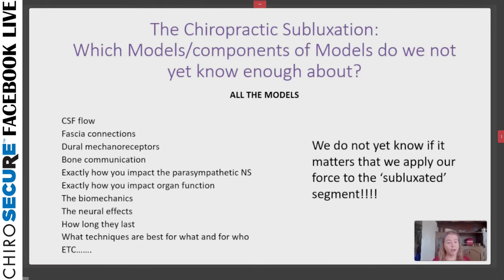Another thing, and this is really key, we don't yet know if it matters whether you actually apply your thrust to that subluxated segment, or can we just randomly manipulate the spine? Should we just manipulate where it hurts? Or does it matter that we adjust these dysfunctional segments? Do you get what I'm saying? We're actually looking into that at the college at the moment, because we don't even know if just a single adjustment can have these neural changes that we've seen.